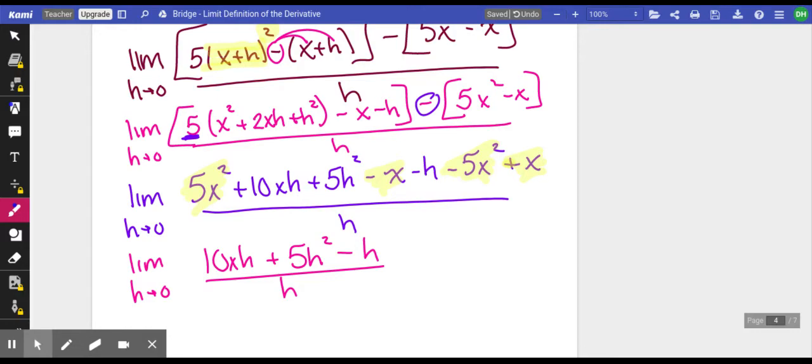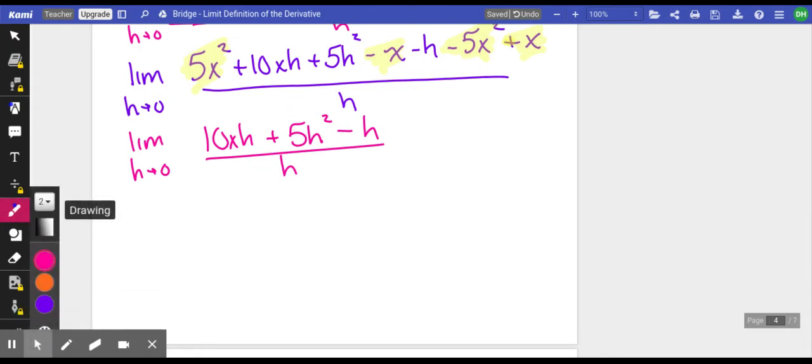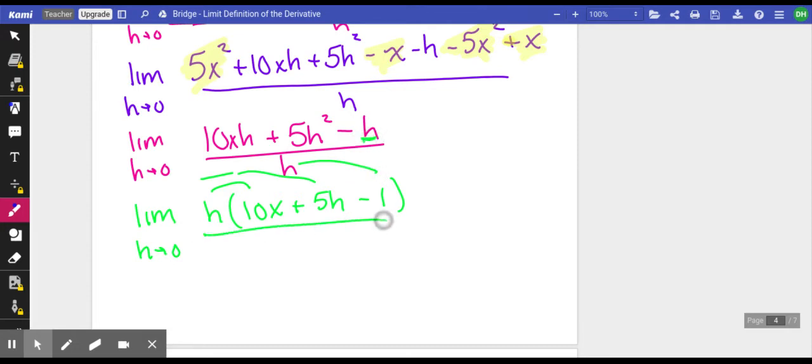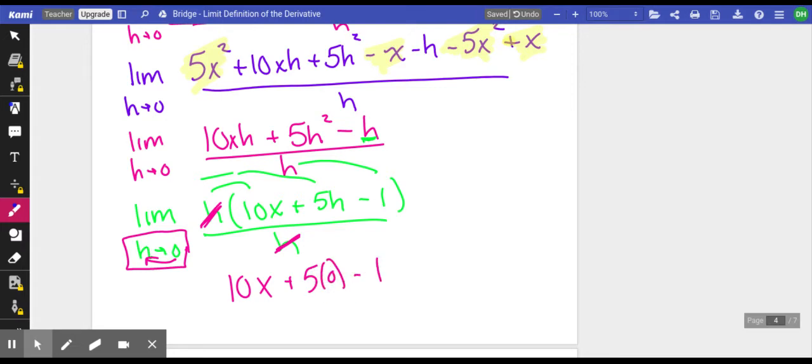Now, we'll go back to a very simple method. On top, we can take out the variable h. We can pull out a GCF. So again, I have the limit as h approaches 0. I'm going to pull out an h. So I'm left with 10x plus 5h minus 1. Don't forget, when you distribute this, you have to get what you started with. So this h divided by h should be a 1 all over h. Now, why did we do that? Well, I have to take this h and divide them out. Now, I'm going to take 0 and substitute it into every leftover h. So I'm going to get 10x plus 5 times 0 minus 1. That cancels, so I get 10x minus 1.